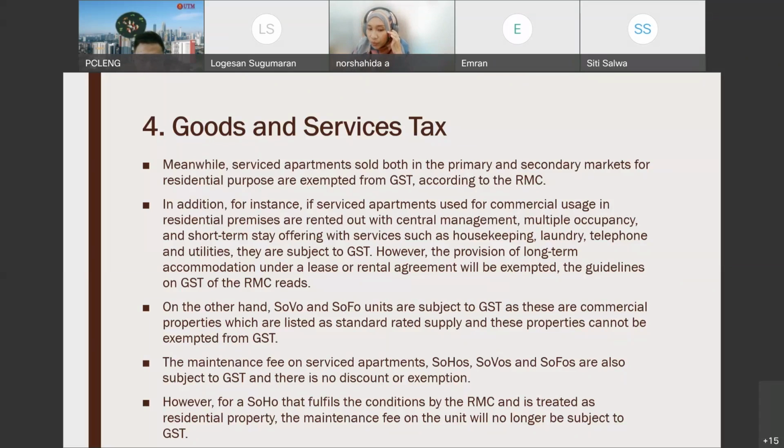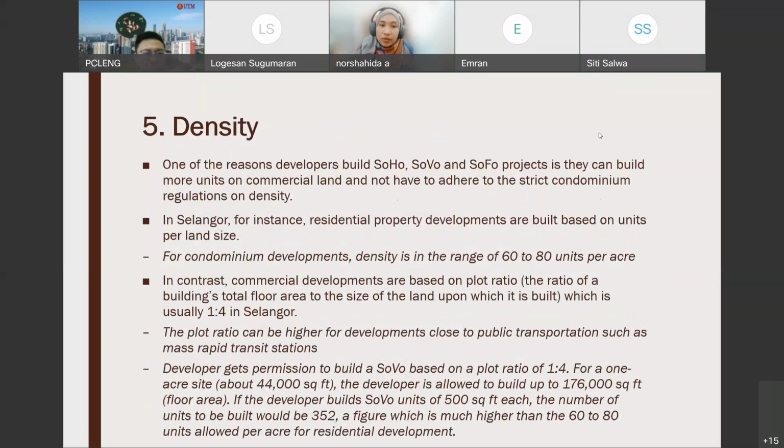Okay, however, for SOHO that fulfills the conditions by RMC, it is treated as a residential property. The maintenance fee on the unit will no longer be subject to GST. Okay, about this density, one of the reasons developers build SOHO, SOVO, and SOFO projects is that they can build more units on commercial land and not have to adhere to the strict condominium regulations on density.